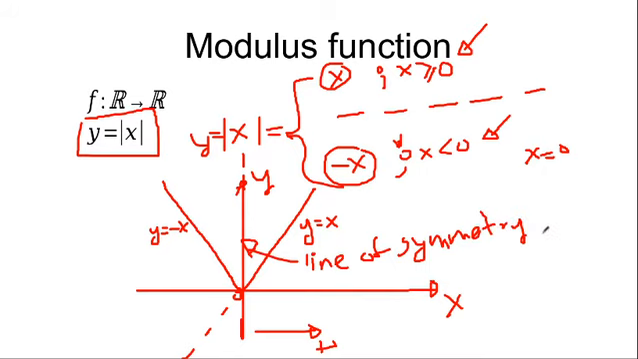So why do we call it the line of symmetry? Because the function is symmetric about this line. That is why we call it the line of symmetry. You can see here this function takes the form of a V shape. It is of V shape.